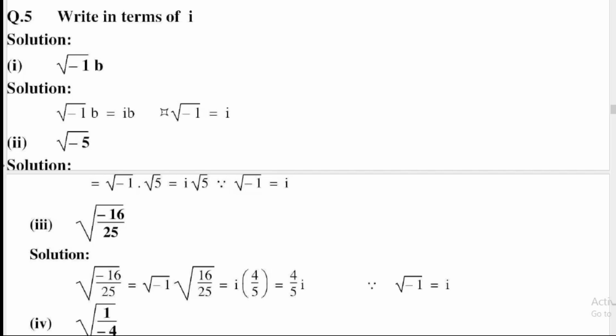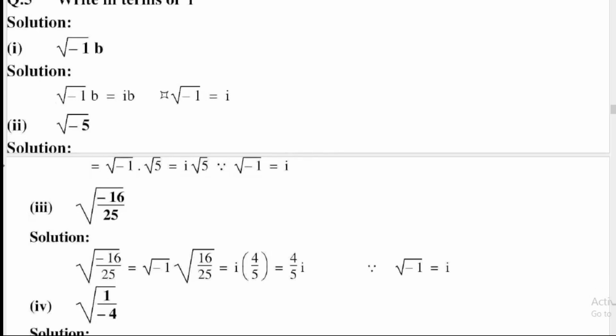Third part, that is under root of minus 16 divided by 25. So under root of minus is iota, take common, into under root of 16 divided by 25 separately. So 16 is the square of 4 and 25 is the square of 5. So 4 divided by 5 whole square. Square root and square cancel, so iota 4 divided by 5, which is equal to 4 divided by 5 iota.